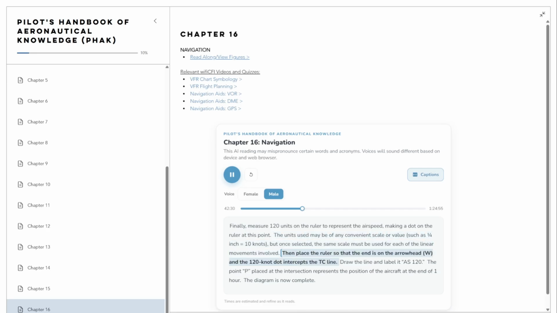Then place the ruler so that the end is on the arrowhead, W, and the 120 knot dot intercepts the TC line. Draw the line and label it as 120. The point, P, placed at the intersection represents the position of the aircraft at the end of 1 hour. The diagram is now complete.